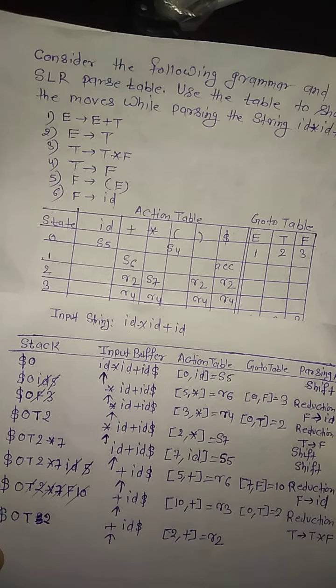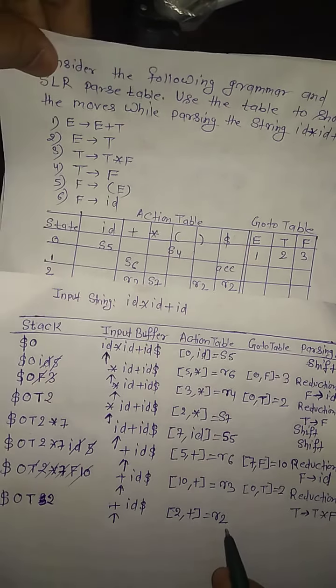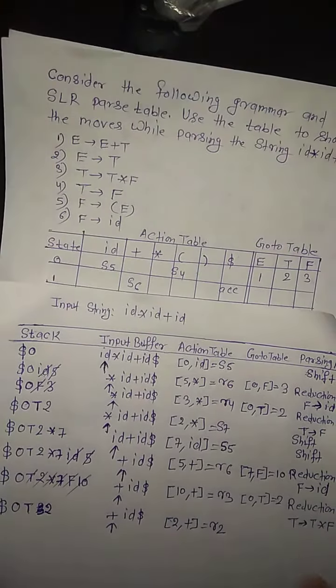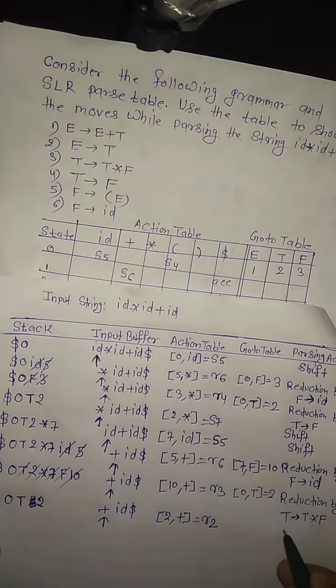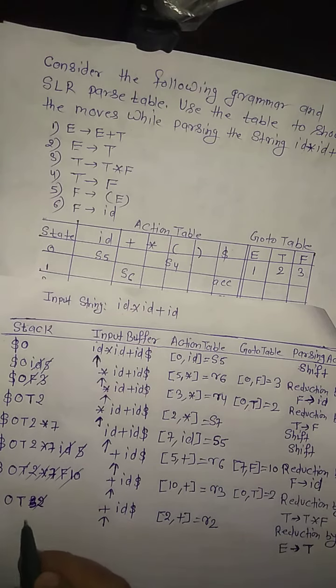Again R2 means reduction, and this reduction is performed by the second production of the grammar. So the second production is E derived T. So write here reduction by E derived T. Now what is the length of this body? So here the body length is 1. So now multiply 1 with 2. Now we get 2, and you pop the 2 symbols from the top of the stack.